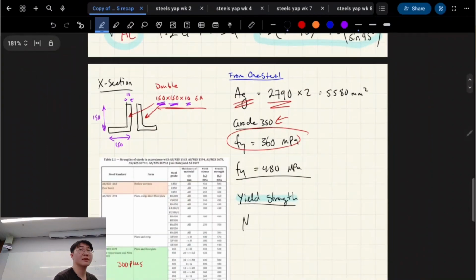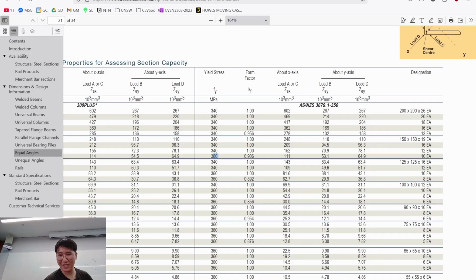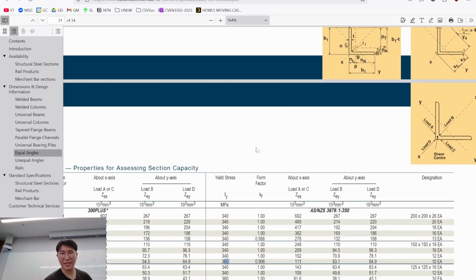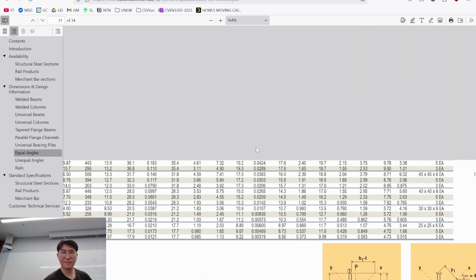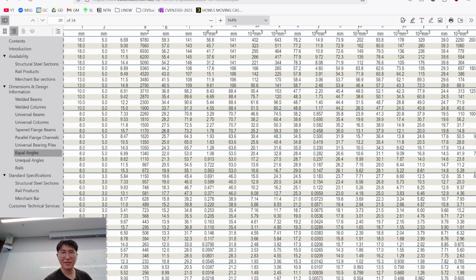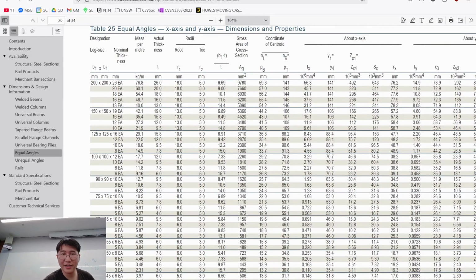Okay. Wait, sorry, what was the slow way? The slow way is you go to the table, and you're like, what's the thickness of a 150 by 150 by 19 EA? Oh, okay. Oh, right, it's 19.